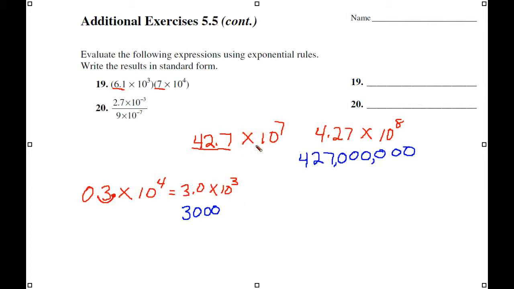This is a good review of our little technique of scientific notation and standard form. And we are just at 15 minutes here.